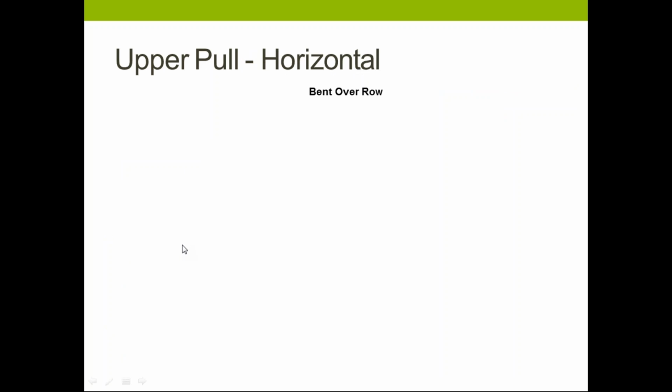Upper push horizontal. So our base movement is going to be the bent over row. What would you guys do for a regression if someone cannot do a bent over row for your horizontal pull? Take a stab at it.